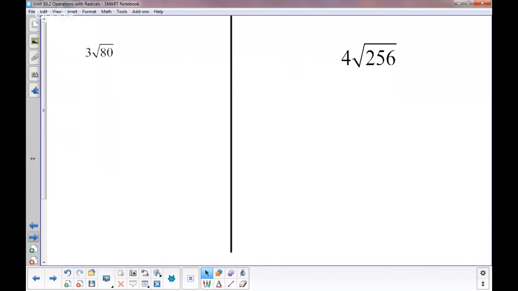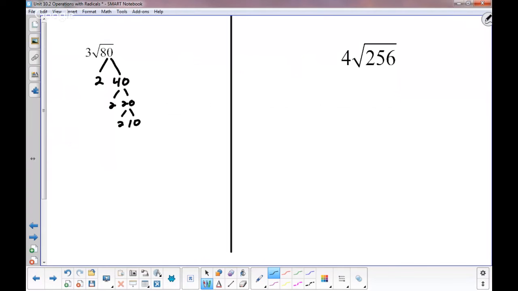So the first one we have here is 3 times the square root of 80. Remember, we want to break down our square roots as much as possible. Any number on the outside stays on the outside, and we'll multiply by any number that we pull out of the radical. So if we break down 80, you got 2 and 40, 2 and 20, 2 and 10, and 2 and 5.